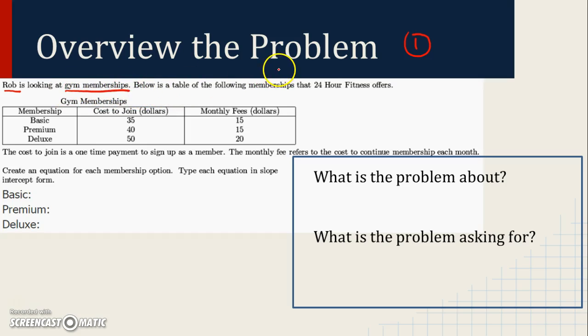The cost to join is a one-time payment to sign up as a member. The monthly fee refers to the cost to continue membership each month. Create an equation for each membership option. Type each equation in slope-intercept form.